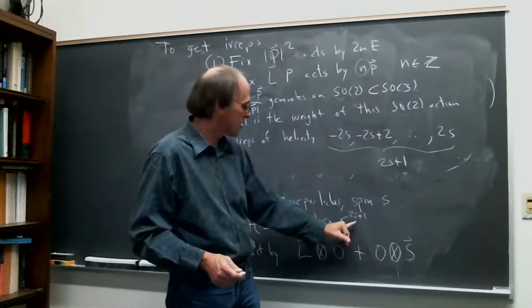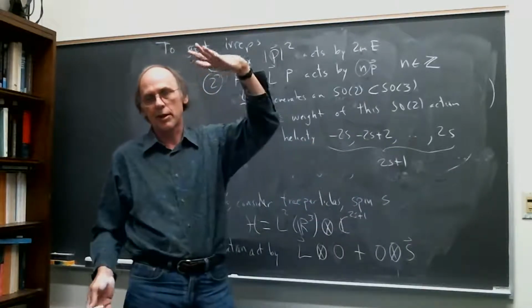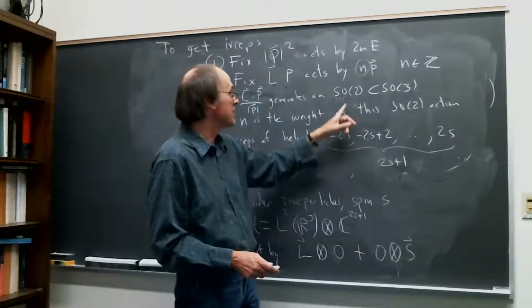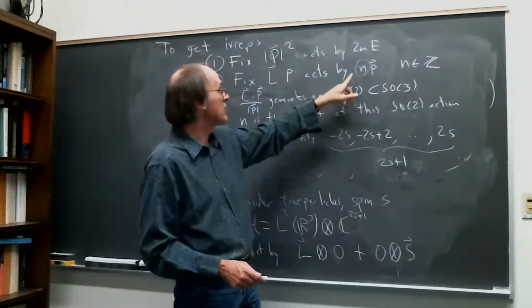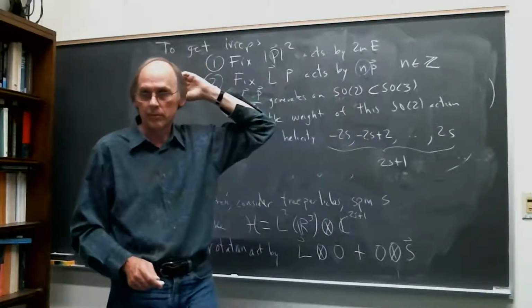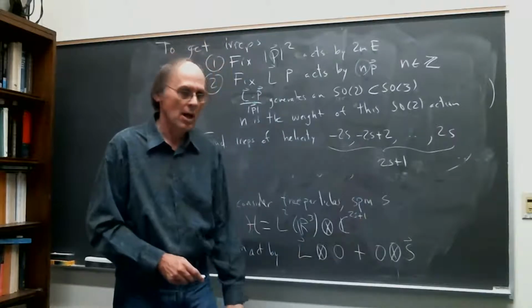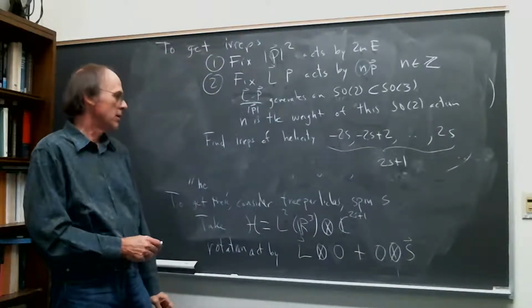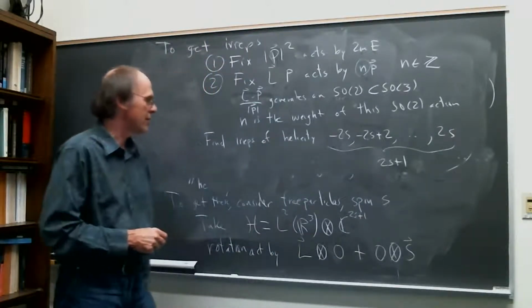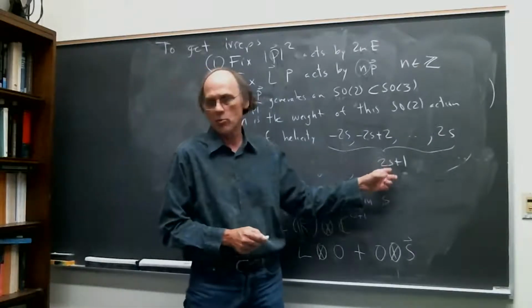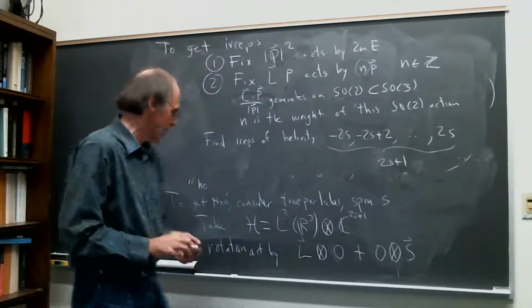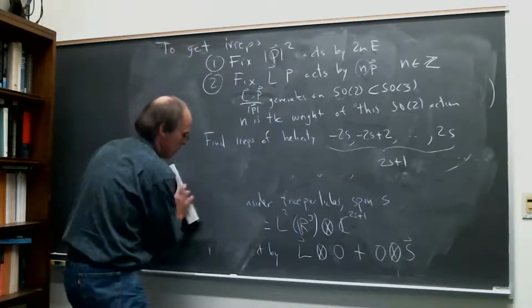Then you construct something which is kind of too big. It has lots of different helicities, and then you pick out the piece within there where the helicity is N. Okay. And so later on in this class, I want to talk about the case of spin 1/2. And so maybe just to say that example.